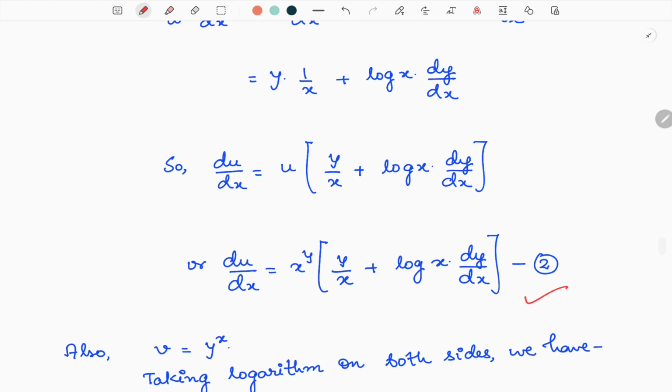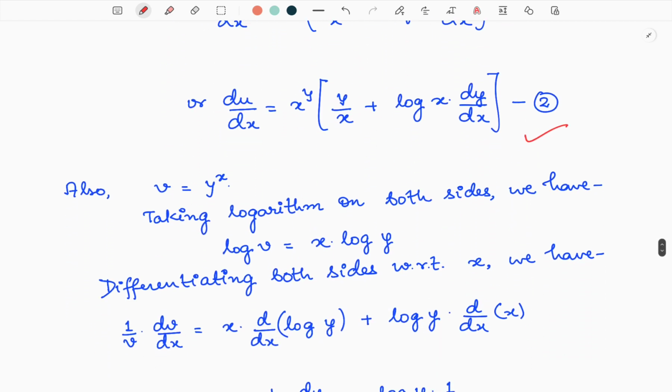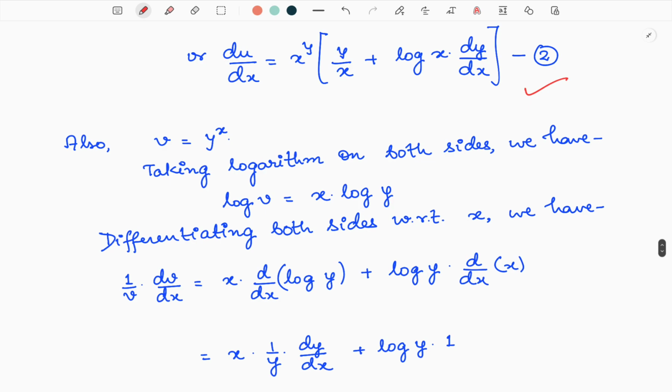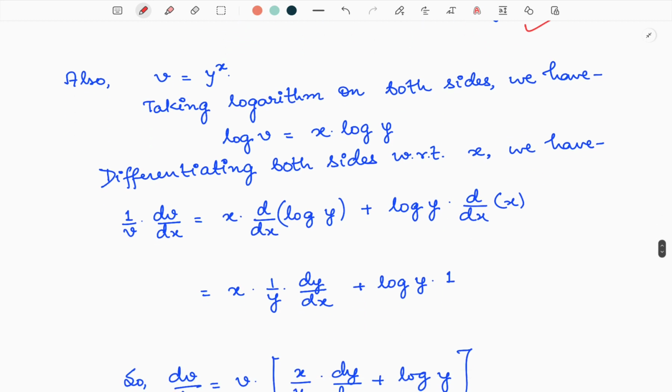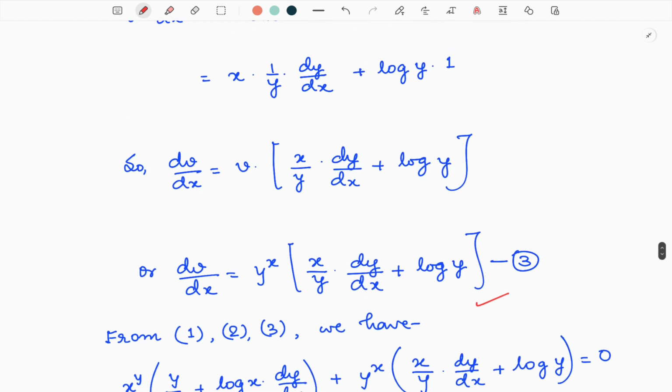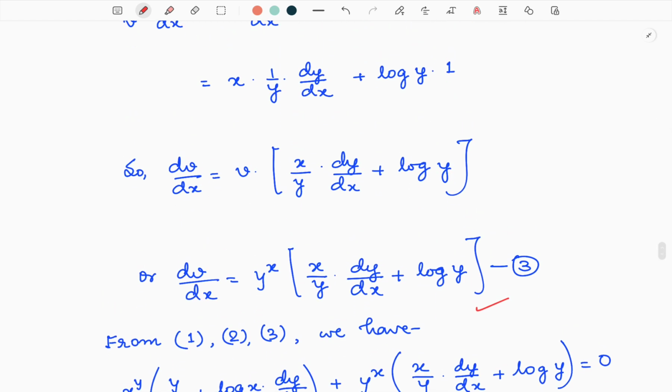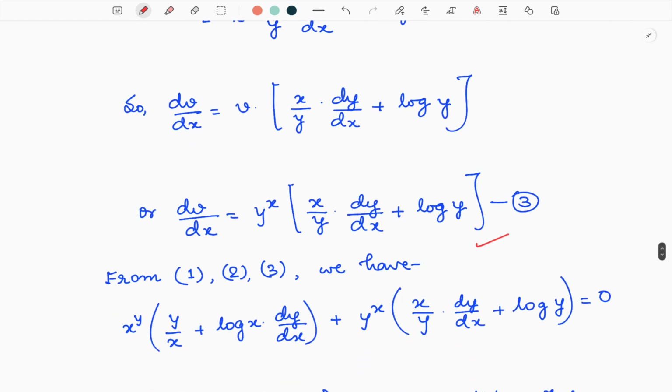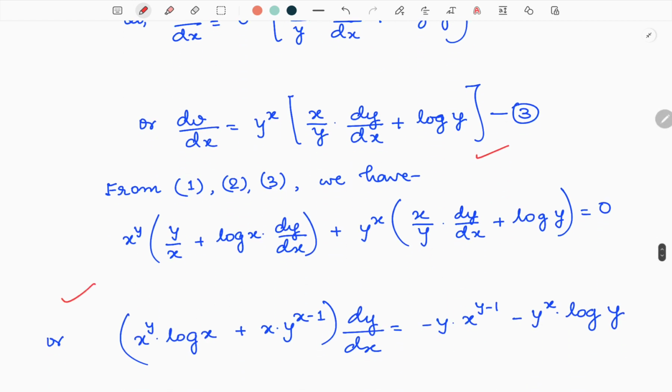In a similar fashion you can calculate the differentiation of v is equal to y to the power x. Take log on both sides and differentiate using the product rule on the RHS, then rearrange the equations, and you will get dv by dx as y to the power x in bracket x upon y dy by dx plus log y. Now all the three equations 1, 2, 3 give us the combined equation: x to the power y in bracket y by x plus log x dy by dx, plus y to the power x in bracket x by y dy by dx plus log y, equal to 0.